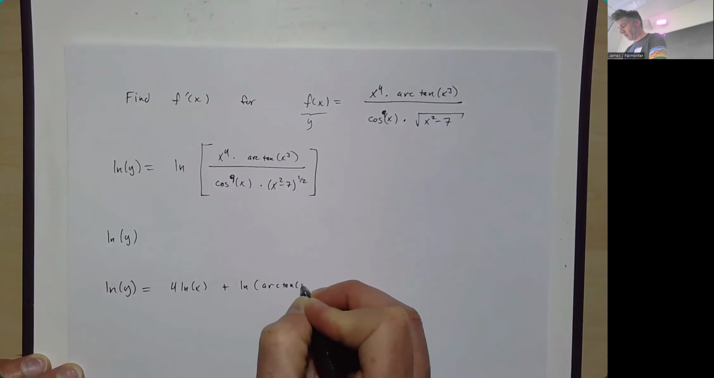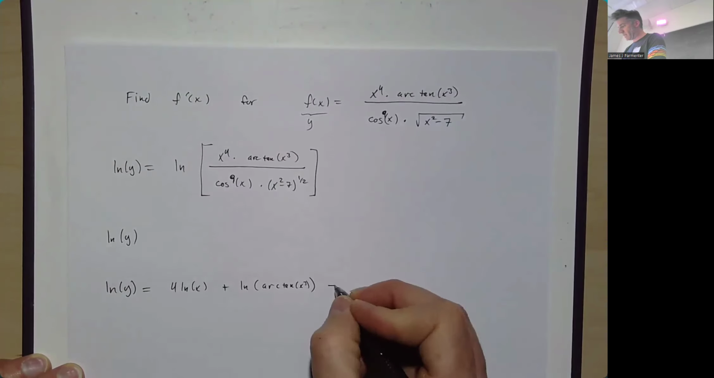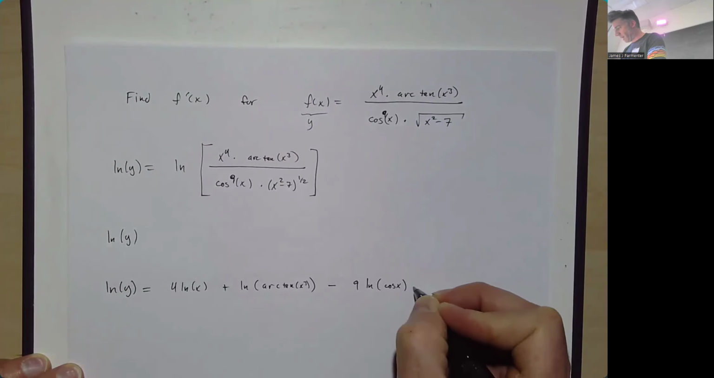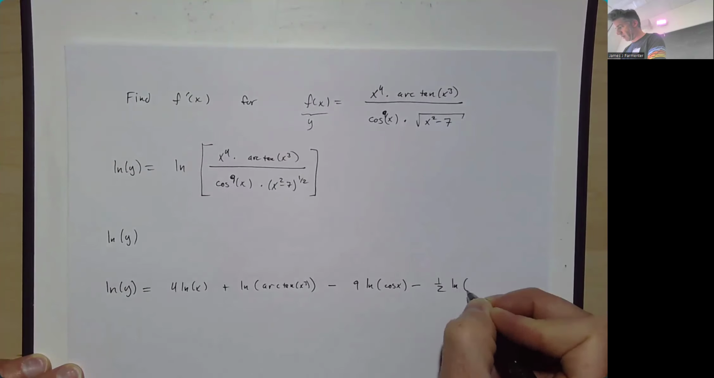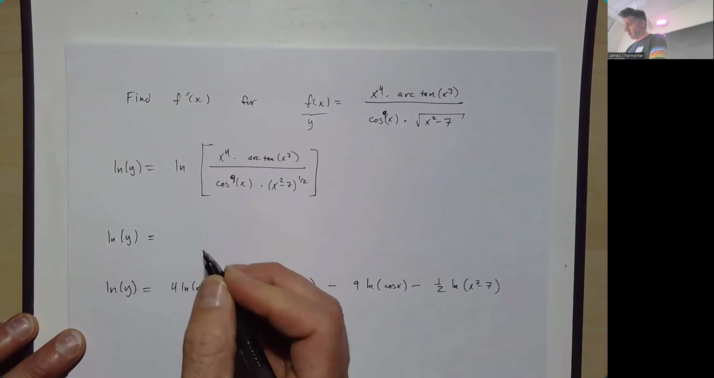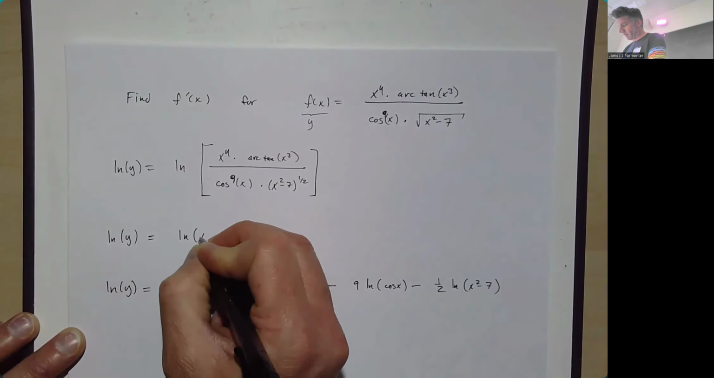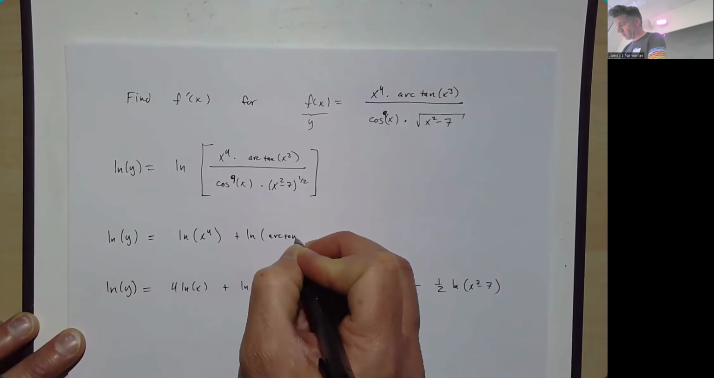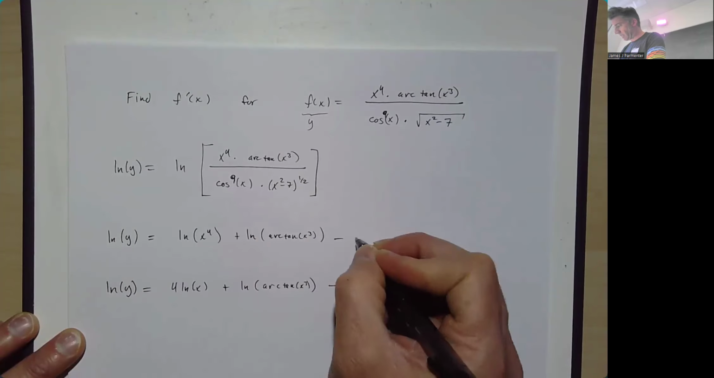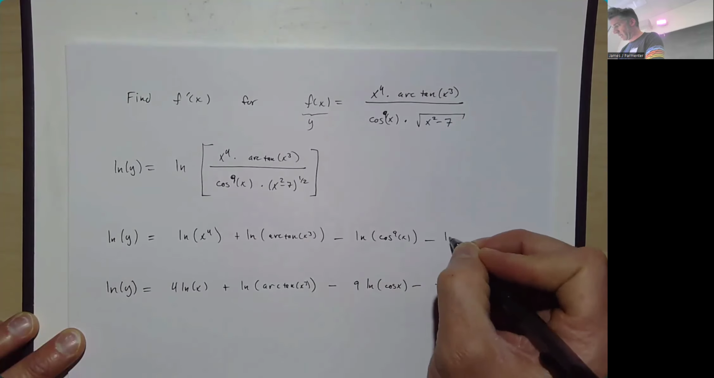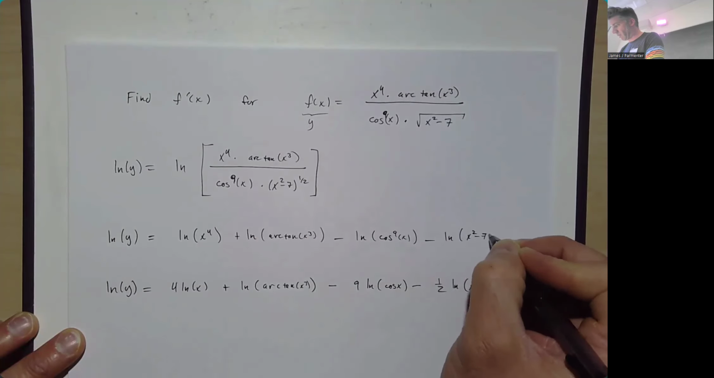There's no power to bring down there, unfortunately. Minus 9 times the natural log of cosine of x, minus 1/2 times the natural log of x squared minus 7. But if you're not comfortable doing all that in one step, I understand. The intermediate step that I would probably take would be the natural log of x to the 4th plus the natural log of arctangent of x cubed minus the natural log of cosine to the 9th of x minus the natural log of x squared minus 7 to the 1/2 power.